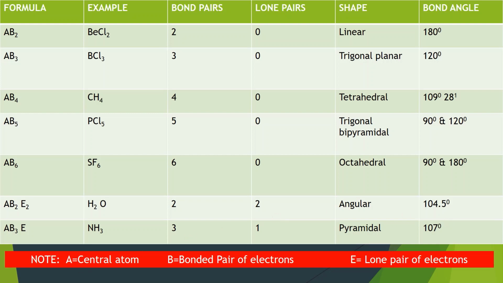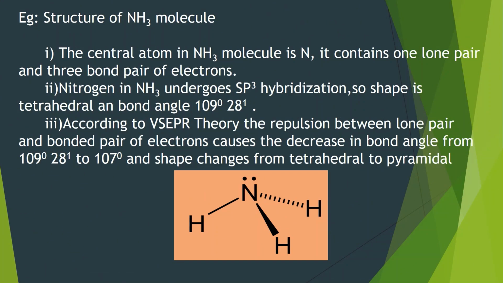So let me explain this VSEPR theory with examples. Structure of ammonia molecule. The central atom in the ammonia molecule is nitrogen. It contains 1 lone pair and 3 bonded pairs of electrons. Nitrogen in NH3 undergoes sp3 hybridization. So normally if any atom undergoes sp3 hybridization, the shape is tetrahedral and bond angle is 109 degrees 28 minutes.